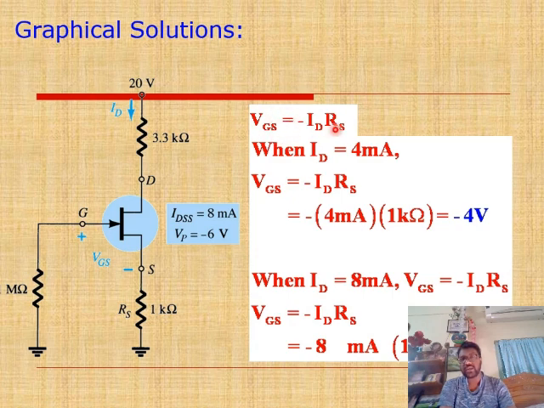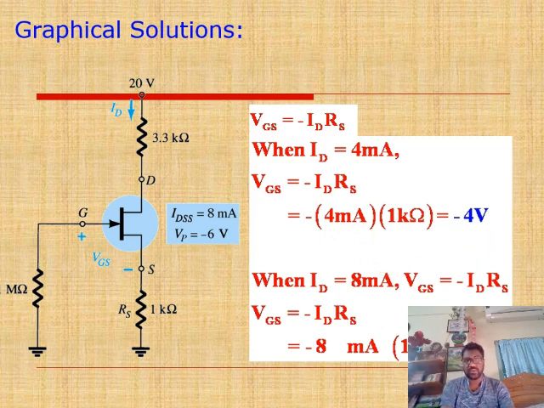VGS is equal to minus ID into RS. When ID is 4 milliampere, VGS is minus ID into RS, means minus 4 milliampere into 1 kilo ohm, which is equal to minus 4 volt. When ID is 8 milliampere, VGS equal to minus ID into RS, again the same formula, 8 milliampere into RS, RS is again 1 kilo ohm, so it will be minus 8 volt.